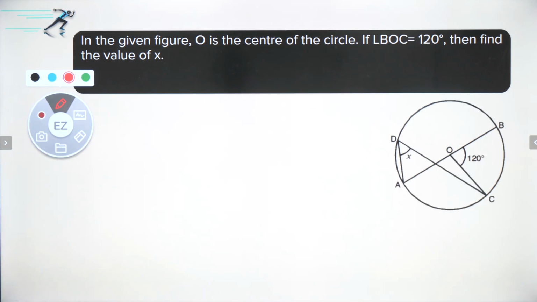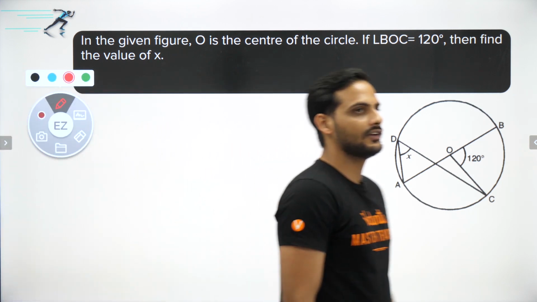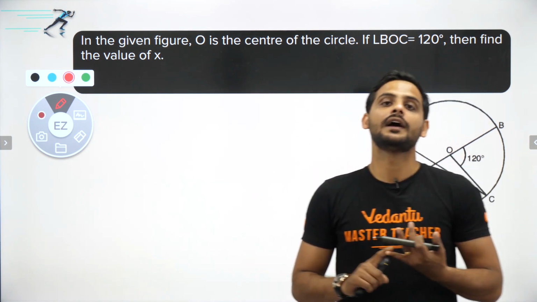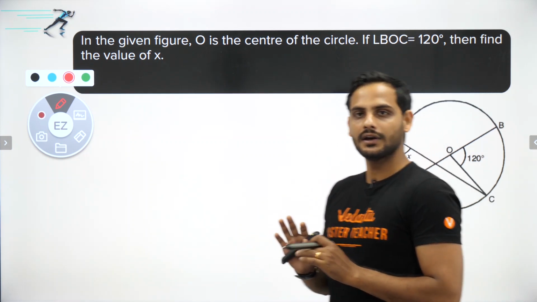In the given figure, O is the center of the circle. If angle BOC is 120 degrees, then find the value of x. So here you have to understand this thing, bacho. First thing, two important theorems you should know. First, angles in the same segment are equal, and second, the angle at the center is double the angle at the circumference for any arc.